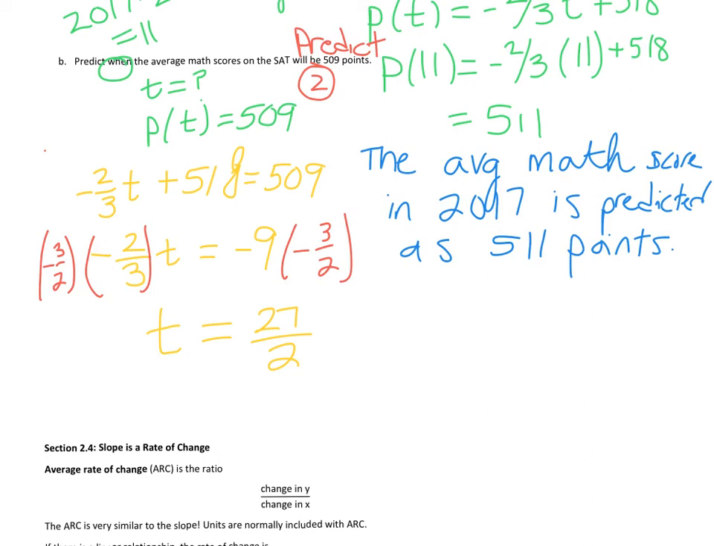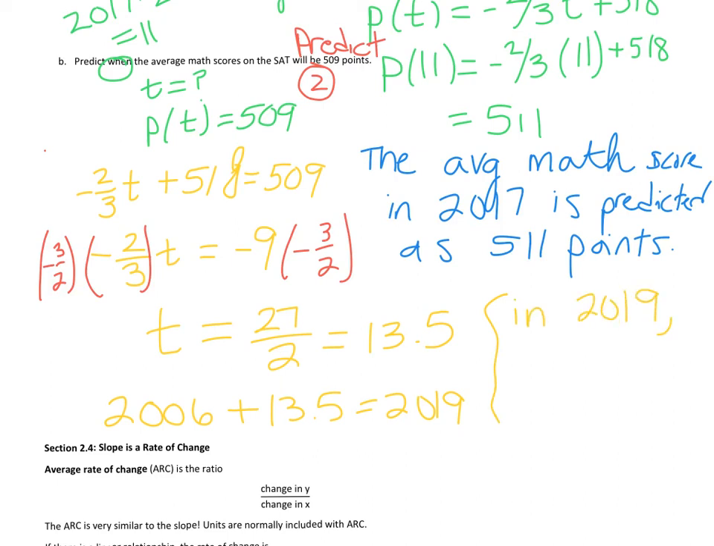Let's remember we want to predict when the average math score is going to be 509 points. Let's put this in a real life situation. So 27 over 2 is 13.5. So 13.5 years after 2006, we're looking at 2019. So in 2019 is when the score will be 509 points.